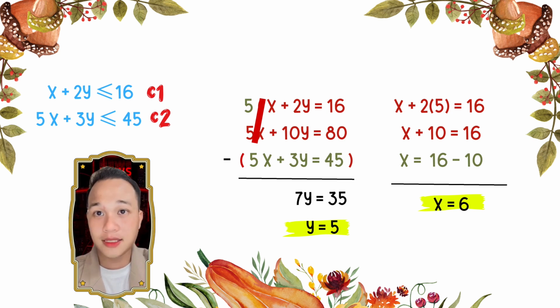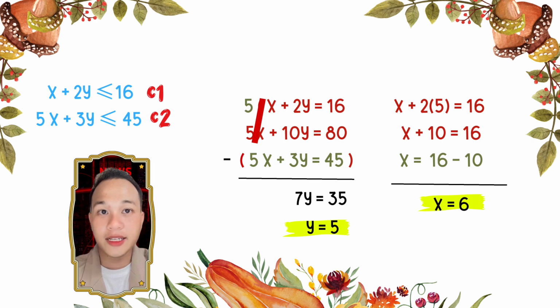Now to find x, I substitute y equals 5 into any of these three equations. Suppose I choose C1, then I have x plus 2 multiplied by 5 equals 16. That is x plus 10 equals 16. x equals 16 minus 10, and x equals 6. So the x, y coordinates for extreme point 3 are indeed (6, 5).